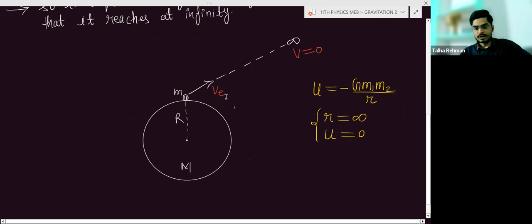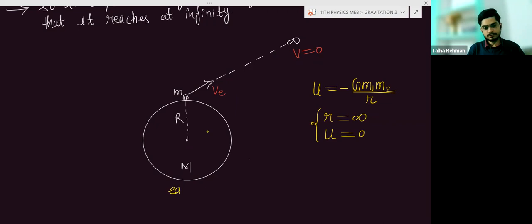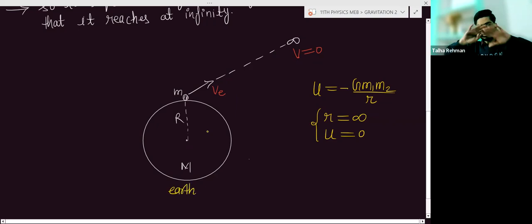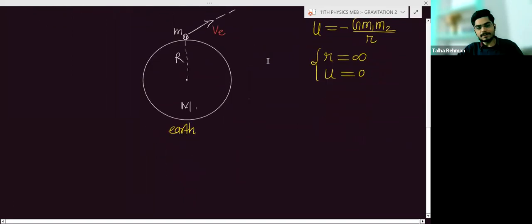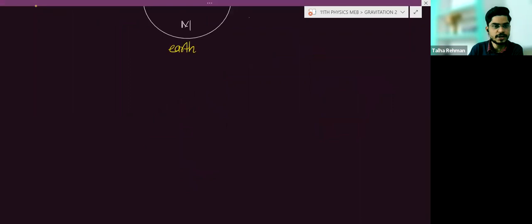Now we are assuming that here is only the Earth. No planets are around the Earth, and there is no friction force, no air resistance. Here is complete vacuum. So if there is no effect of friction, we can apply the conservation of mechanical energy. Very important: conservation of mechanical energy.